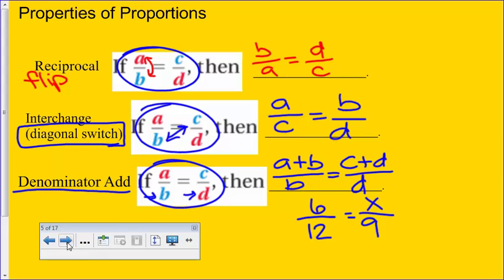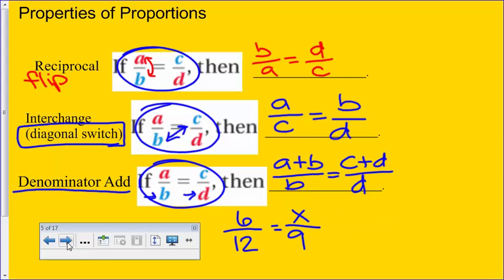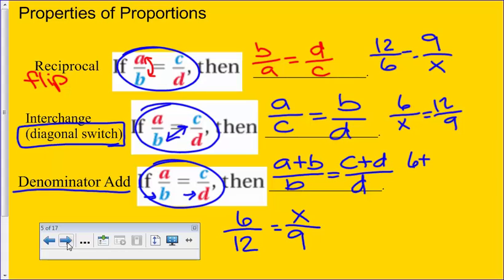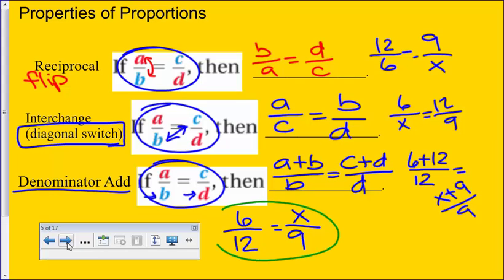So, for instance, if this was our original A over B equals C over D, if you flip it and do 12 over 6 equals 9 over X and cross multiply, X will still be the same. If you interchange it and do 6 over X equals 12 over 9 and cross multiply, X will be the same. And lastly, if you denominator add and do 6 plus 12 over 12 equal to X plus 9 over 9, sorry I ran out of room, and cross multiply, you will still get X to be the same thing as with the original one you started with. That's what all the properties mean.